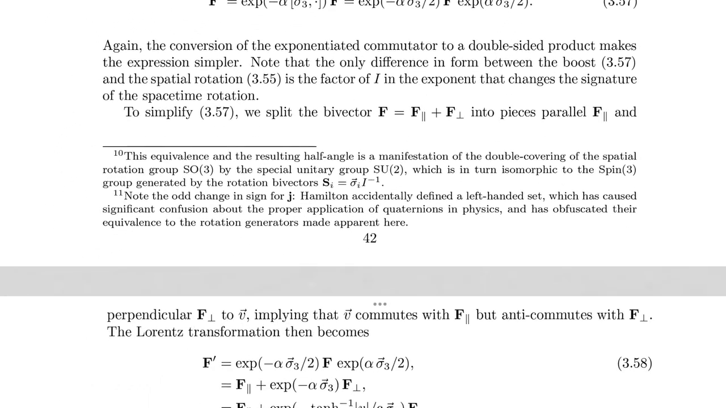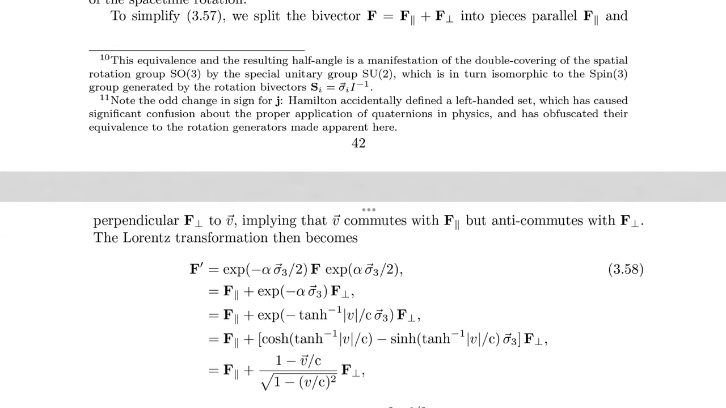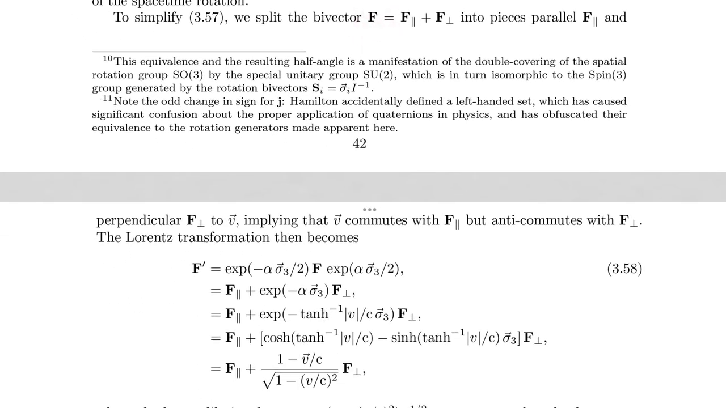Now, what the paper does is they don't do what I just did, which is this straight-up expansion. They say, hey, we're going to simplify this even further because we're going to split F into a parallel part and a perpendicular part. The parallel part will be relative to V, right? Now, remember, V is a plane, right? It looks like a little vector representing a direction, and it kind of does, right? It represents motion in the Z direction.